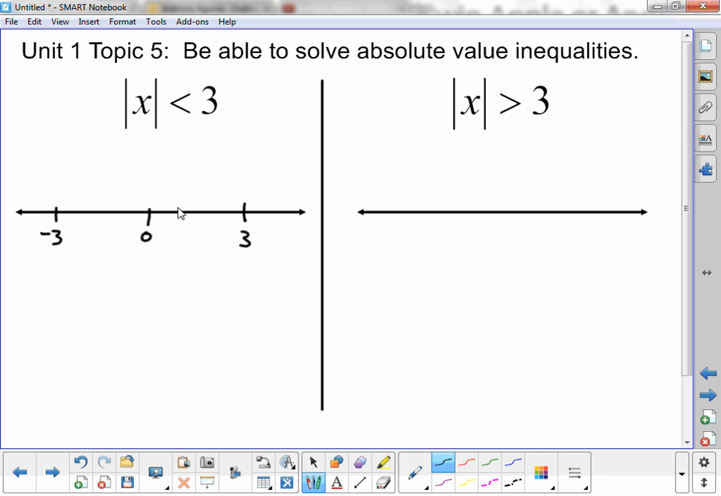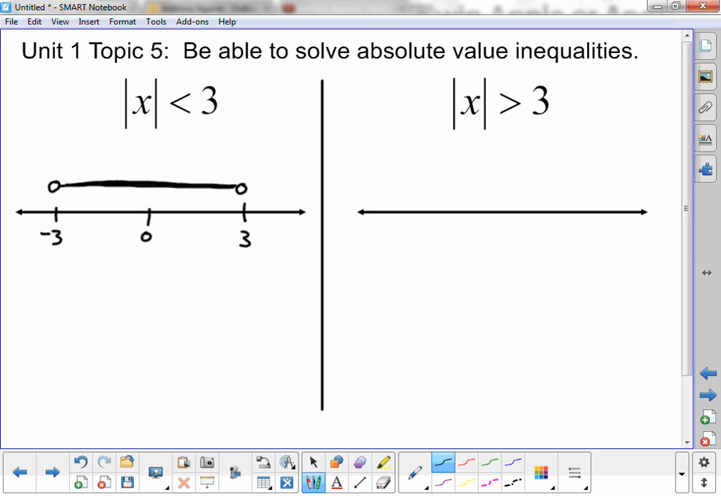Now the thing is not only is the distance less than 3, going this way, but since distance doesn't really matter with the negatives, the distance from 0 to -3 is also 3, but anything smaller than that's also right here. So the distance from 0 is less than 3 means all of your points, not including 3 and -3, but all the points in between. So you would shade basically this part right here. Okay, so that's what that actually means.